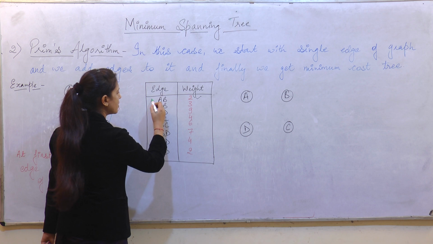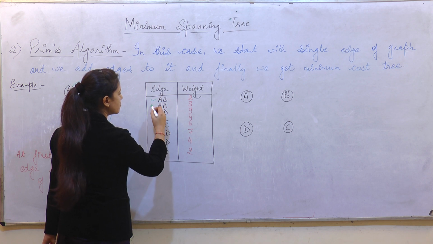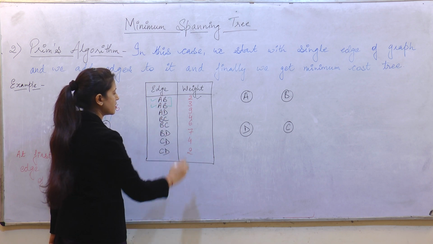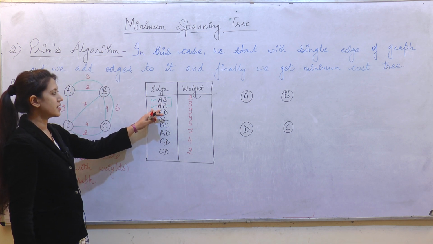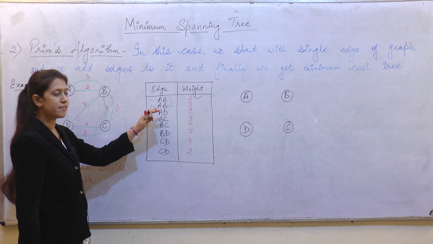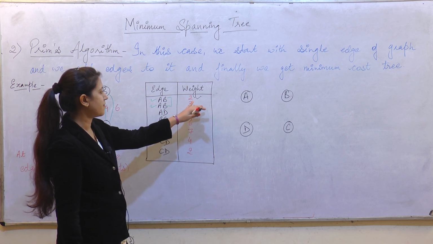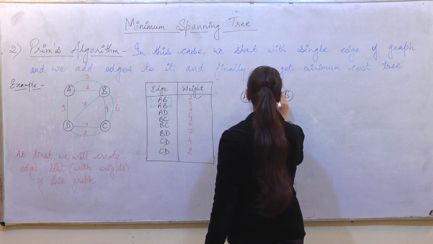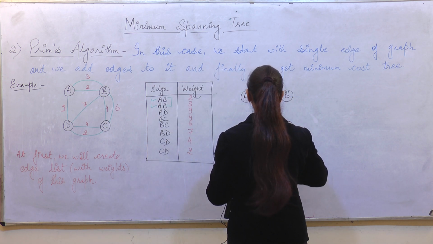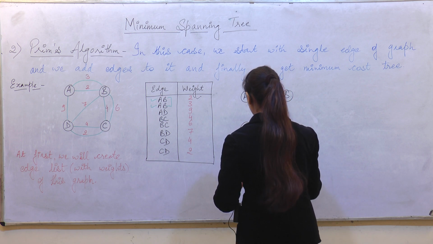Here we have edges connecting A to B. We have 2 options. So from the 2 options what will we consider? We will consider the one which has the minimum weight. The minimum weight we have is 2. So we will connect node A to B through the edge with weight 2.